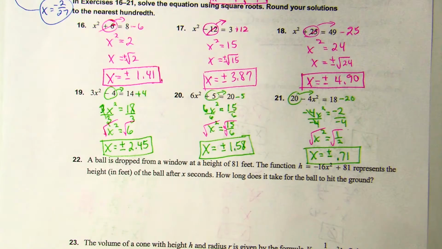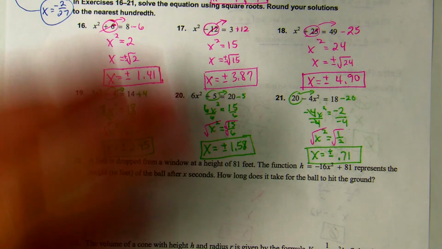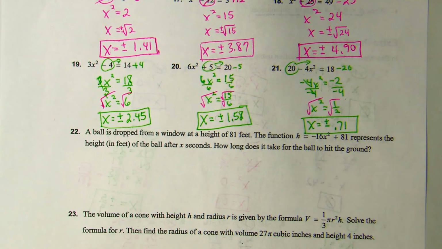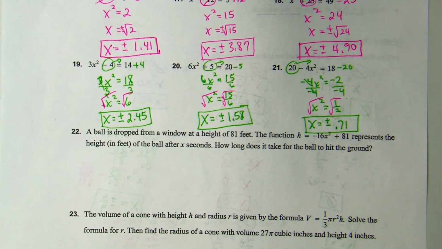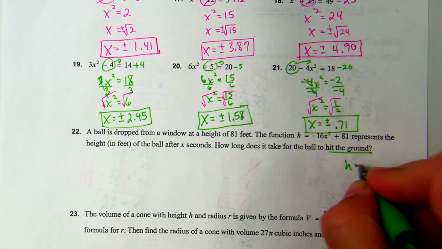Okay, let's try to work through this last part of it here. Number 22. A ball is dropped from a window, height of 81 feet. The function is h equals negative 16x squared plus 81. They want to know how long it takes it to hit the ground. When it hits the ground, what is the y value? It's hitting the x-axis right there. So that means y is 0. So at the ground, h is going to be 0.